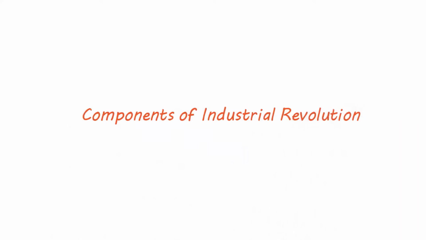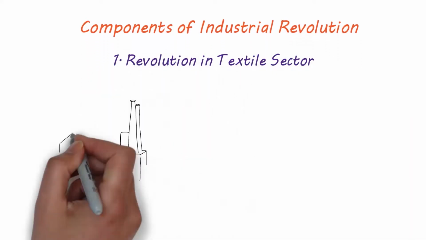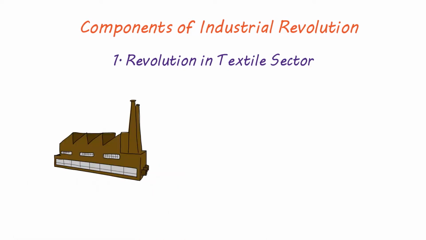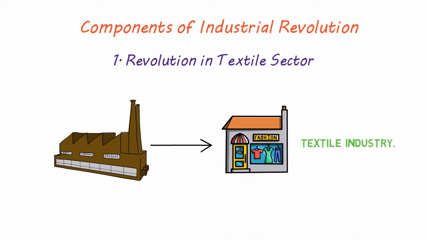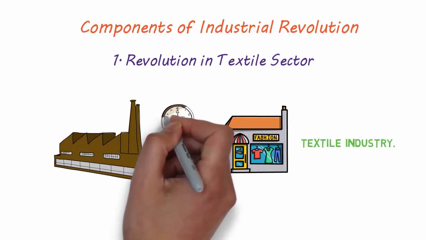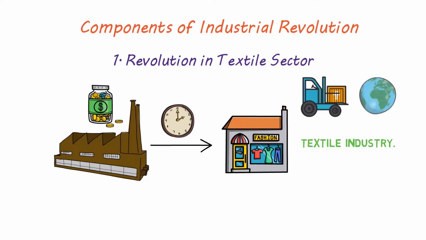Components of Industrial Revolution. Revolution in textile sector. Industrial Revolution started with the revolution in textile industry. In 1700s, the East India Company was earning lots of profits to envy of British businessmen by exporting the finished cotton cloth from India into Britain.